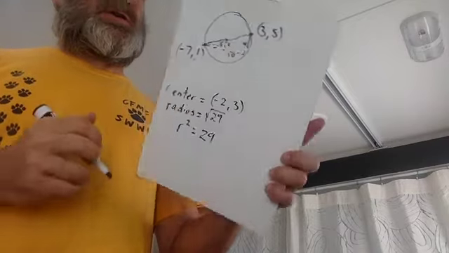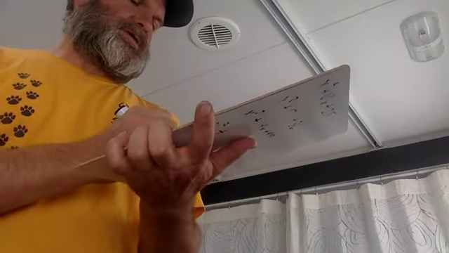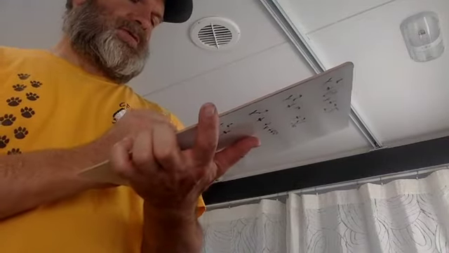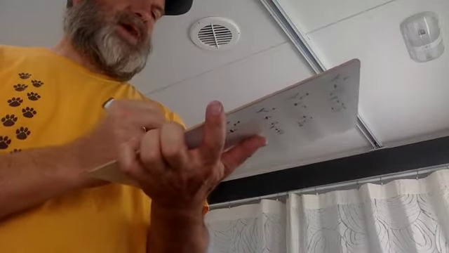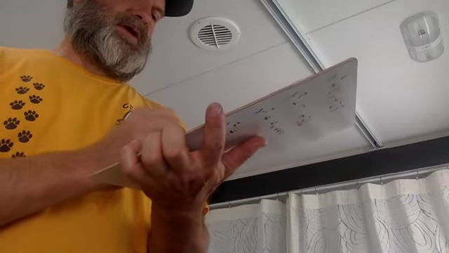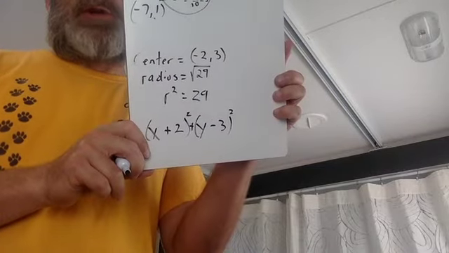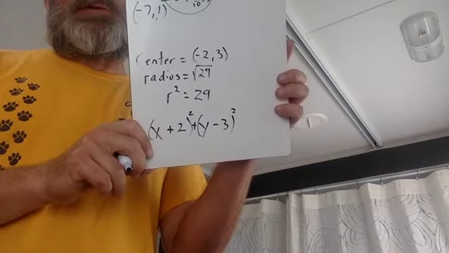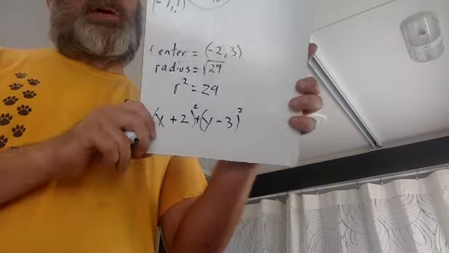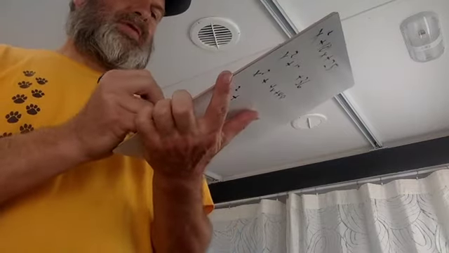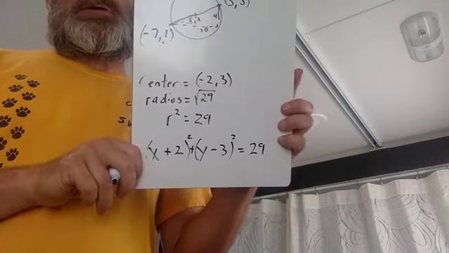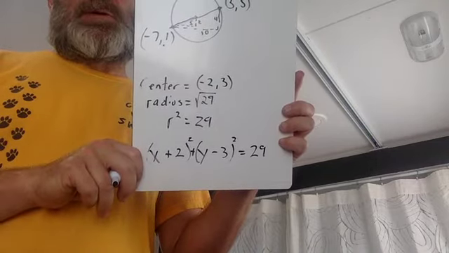So radius squared and center go into the equation like this: x plus 2 and y minus 3. You guys seem to be getting the hang of that, where you take your center and you change the sign when you put it in the equation. So negative 2 becomes positive 2, positive 3 becomes negative 3, and then it's equal to r squared, which is 29. So that's the equation of that circle with those endpoints.